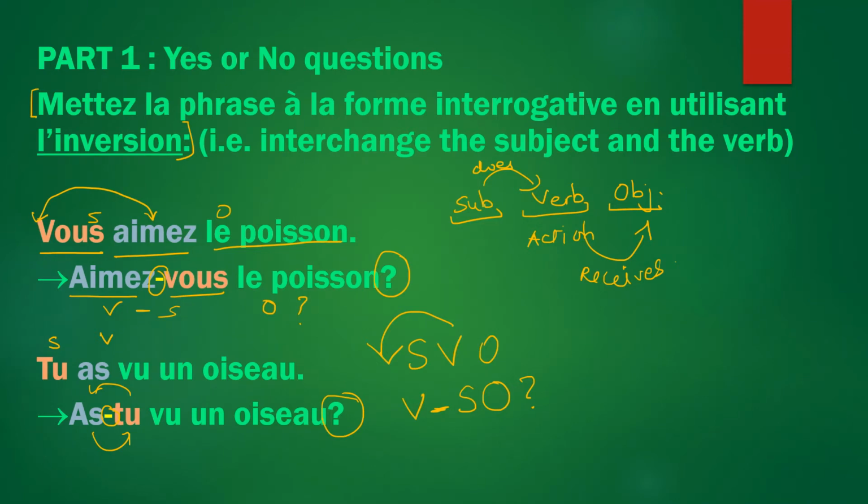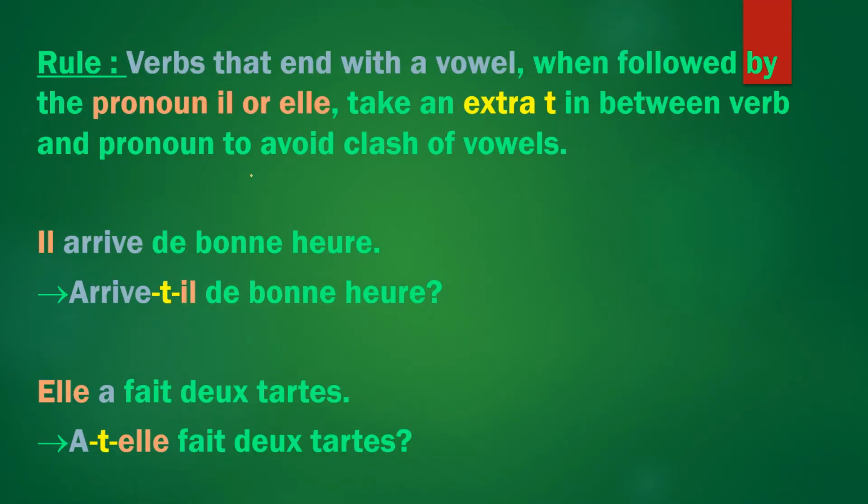You bring the verb before the subject, you put a hyphen in between the two, and you put a question mark at the end. Now, there are some exceptional situations which you need to look at a little more carefully. When you have a verb ending with a vowel and it is followed by the pronoun il or elle when you're considering a question, because the verb will come first, right?